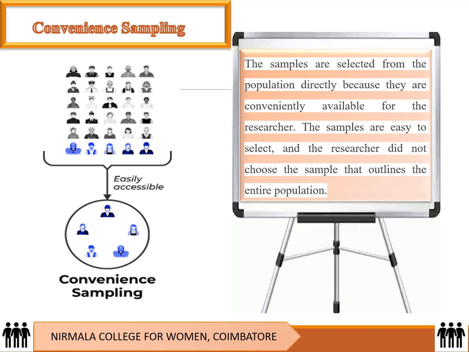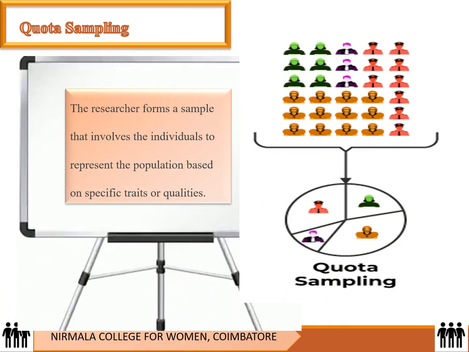Okay. So next is about quota sampling. The quota sampling method is where we classify the individuals with specific traits or qualities. So the researcher chooses the sample subsets that bring a useful collection of data that generalizes to the entire population. So from each group, the researcher will pick the person as a quota sample.